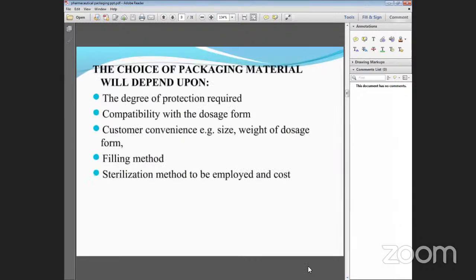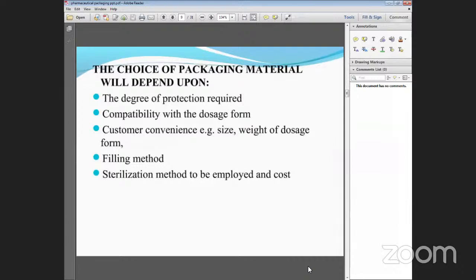Now, for packaging a particular medicine, you need to have a choice. Which packaging material will be better or will be stable or will be a quality packaging for a particular type of medicine, that will depend upon which points? The degree of protection required. That means how much protection you need to give to the particular drug or the particular medicine that you are packaging in.